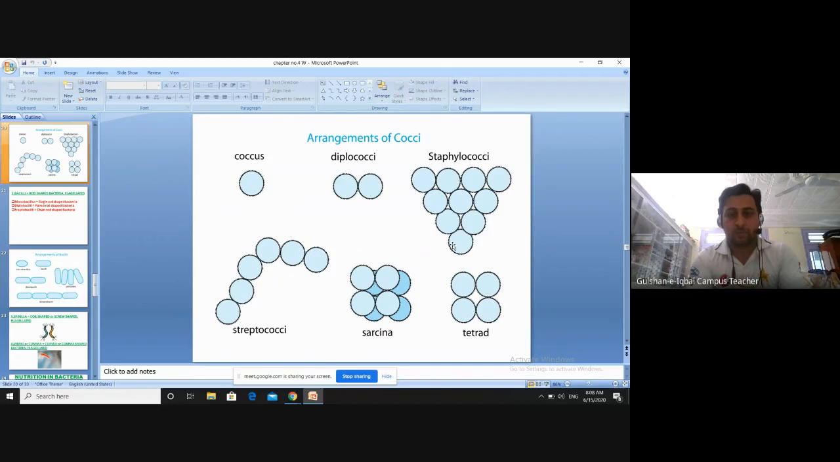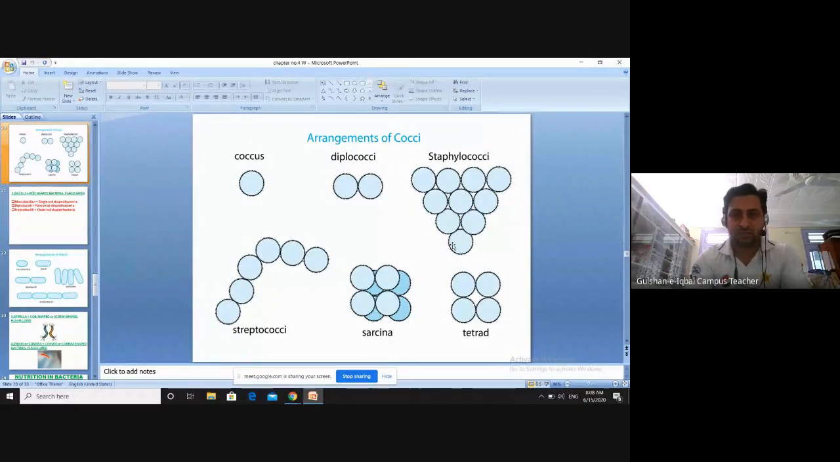Okay, the streptococci. The sarcina and tetrads are not present in your book. Sarcina mean a group of 8 and tetrad mean 4. So that is not present in your book. But monococcus, the diplococci, the staphylococci, and the streptococci, these are present in your book.